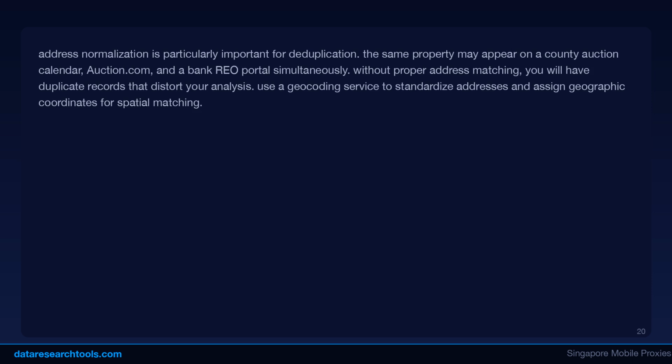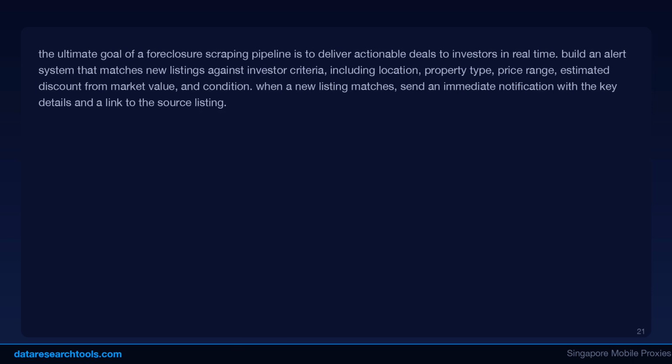Address normalization is particularly important for deduplication. The same property may appear on a county auction calendar, auction.com, and a bank REO portal simultaneously. Without proper address matching, you will have duplicate records that distort your analysis.